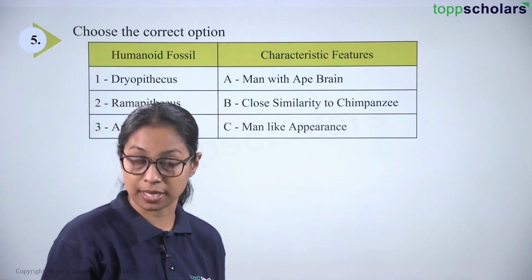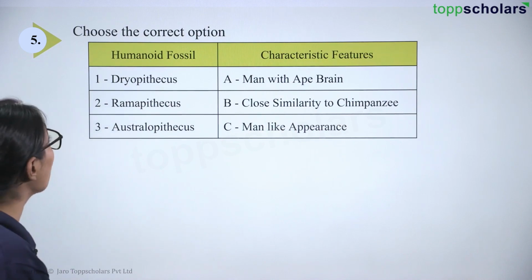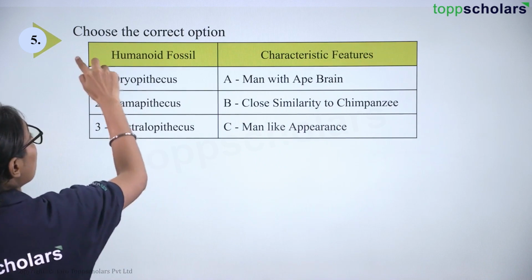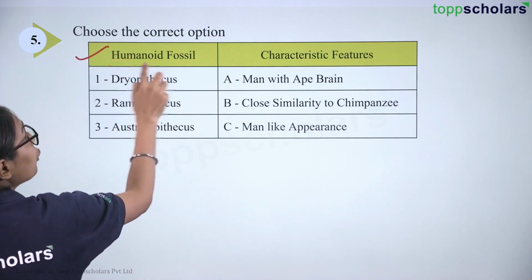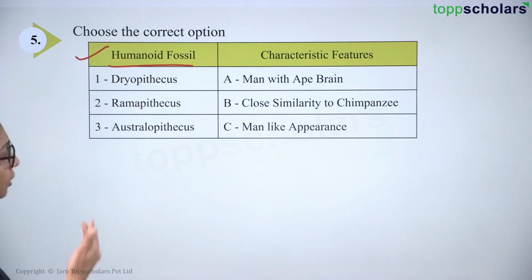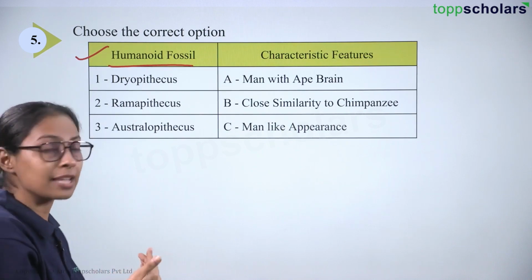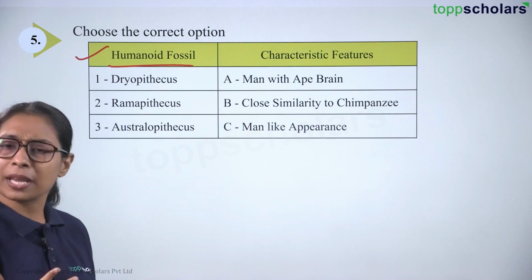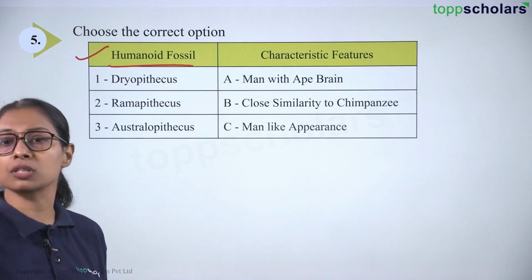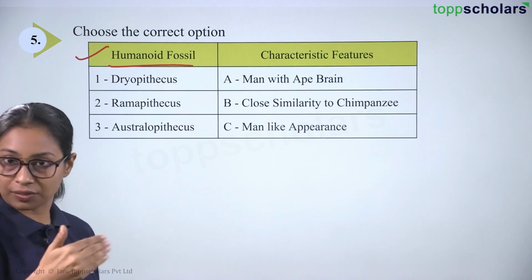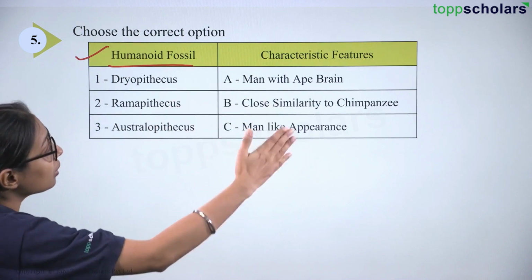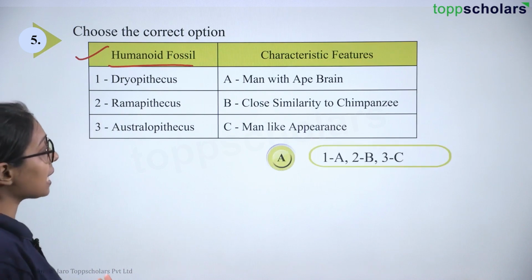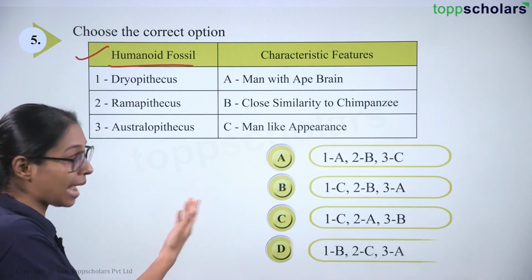It is a match the column type of question, where they have given you column 1 and column 2. So let us see what is there in each case. In column 1, you have humanoid fossils. Here they are of course talking about the category: Dryopithecus, Ramapithecus and Australopithecus. Based on the fossils which were recovered later, they had given the names to each. And on the other side, they have given you the characteristics. So you need to match. These are the four options, A, B, C and D.